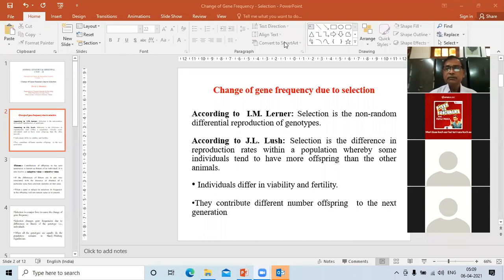अब हम अलाउ नहीं करेंगे. कितना टाइम हो गया? 9:40 हो गया.